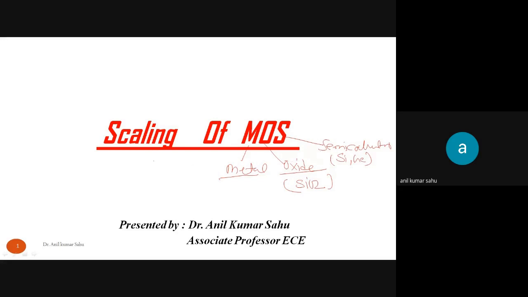What do you mean by scaling? These things we will learn, right? So you can assume the year 1960 or 65, and think about the computer and the size of the computer. In 1960 or 65, it is around one room. The size is around one room, right?